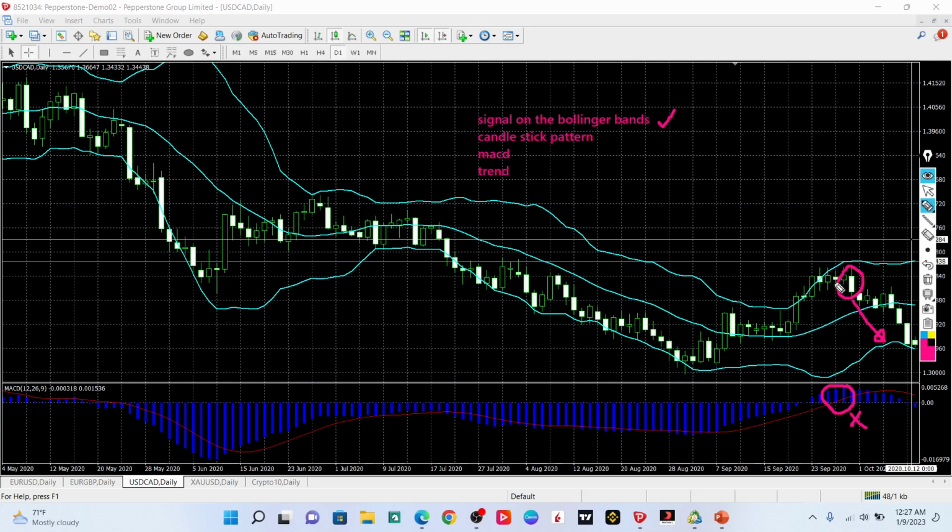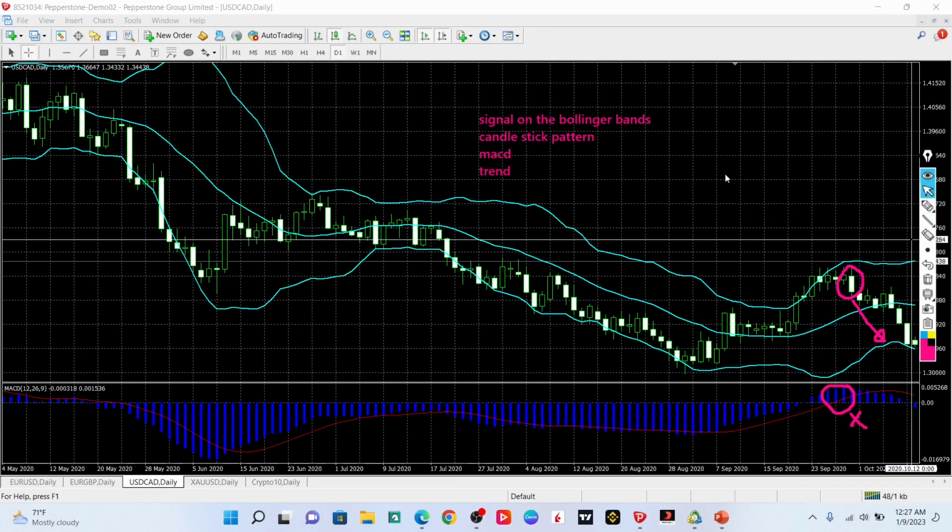So right here, we have a Bollinger Band signal to sell, and do we have a signal for MACD to sell right down here? Of course not, the MACD is saying no. We want to see if there is a candlestick pattern. Of course, there is a candlestick pattern. So do we take that trade? Of course not. Why? MACD is saying we are not selling. So we leave that trade. As simple as that.